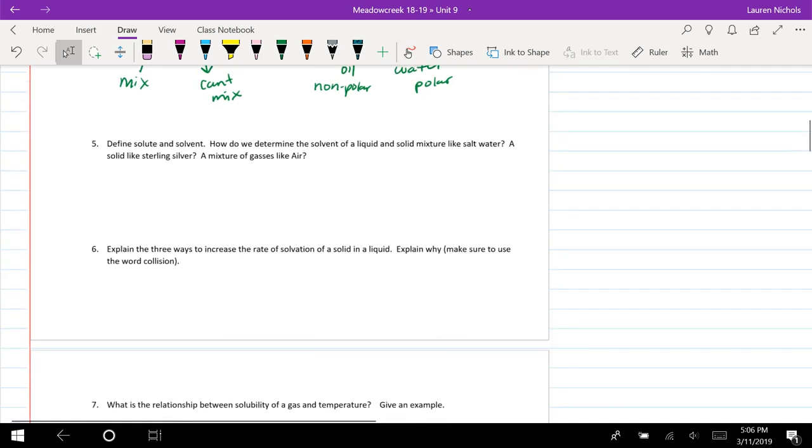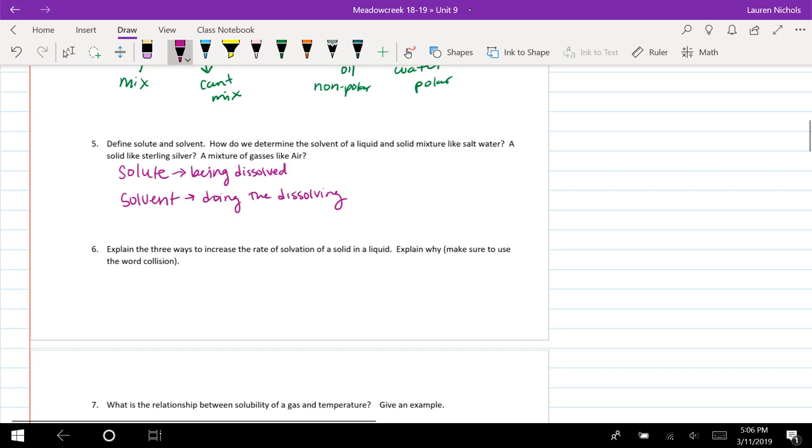So question number five, define solute and solvent. Okay, so remember, a solute is being dissolved. Okay. And a solvent is doing the dissolving. Okay. Now, the crucial thing of how you figure it out is if you're talking about salt water, almost all of y'all can tell me that water is a solvent and salt is a solute. But do you know why?